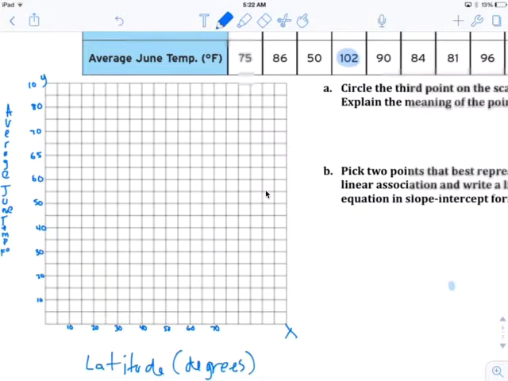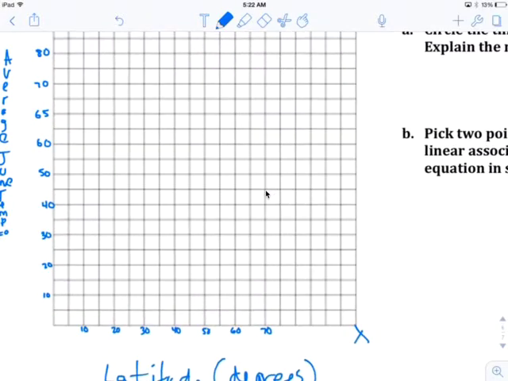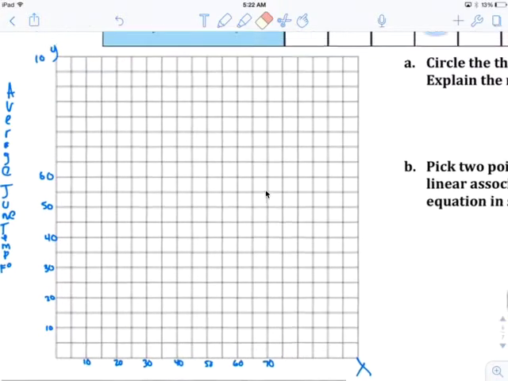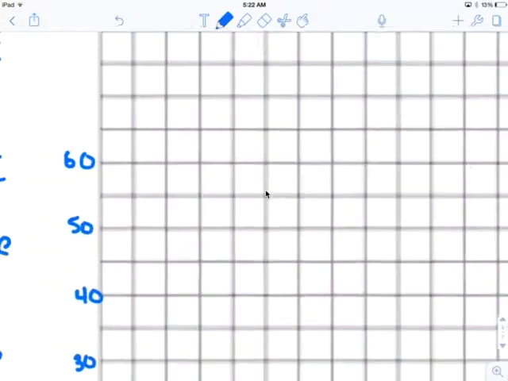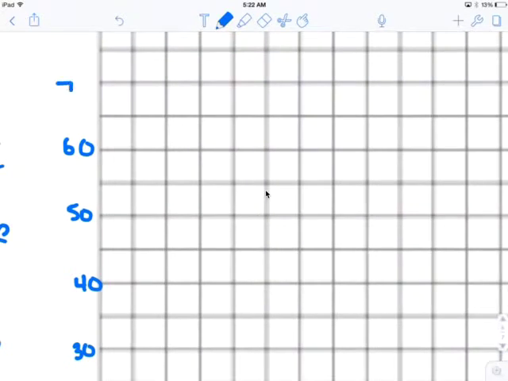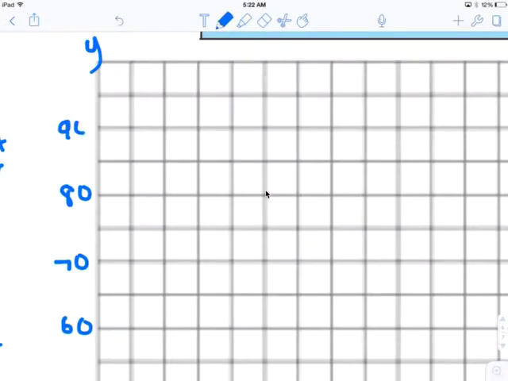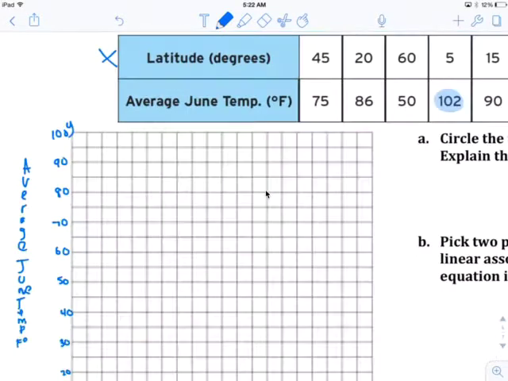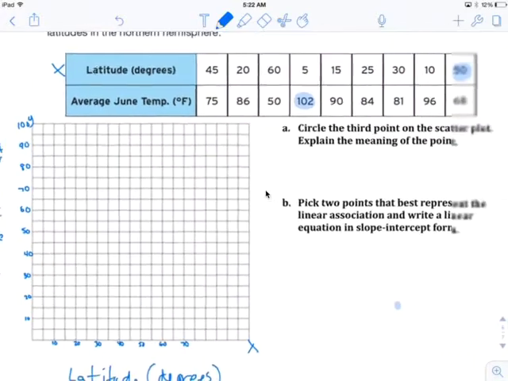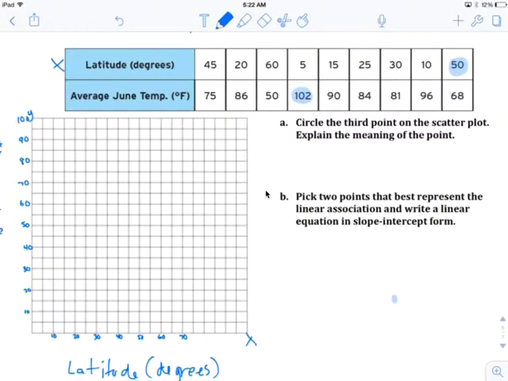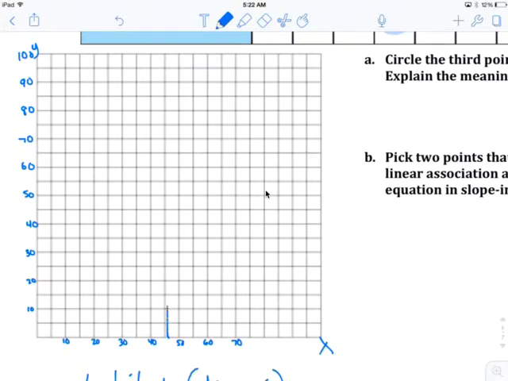Uh-oh, I missed something. Aha, right here. What a mistake. 70, 80, 90, and 100. Talk too much. Okay. And then you do 45 degrees, 75 average temperature, 75 degrees. 45 and 75 right here.